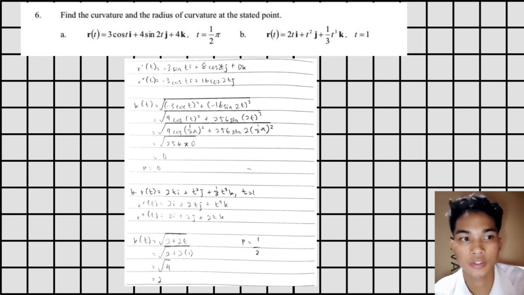We change the equation, and it becomes square root of 2 plus 2t. Then we replace t with 1, which is from the equation given, t equals 1, so it becomes square root of 4, and we calculate it, it will be 2. So the final answer is 1 over 2 after all the calculation.